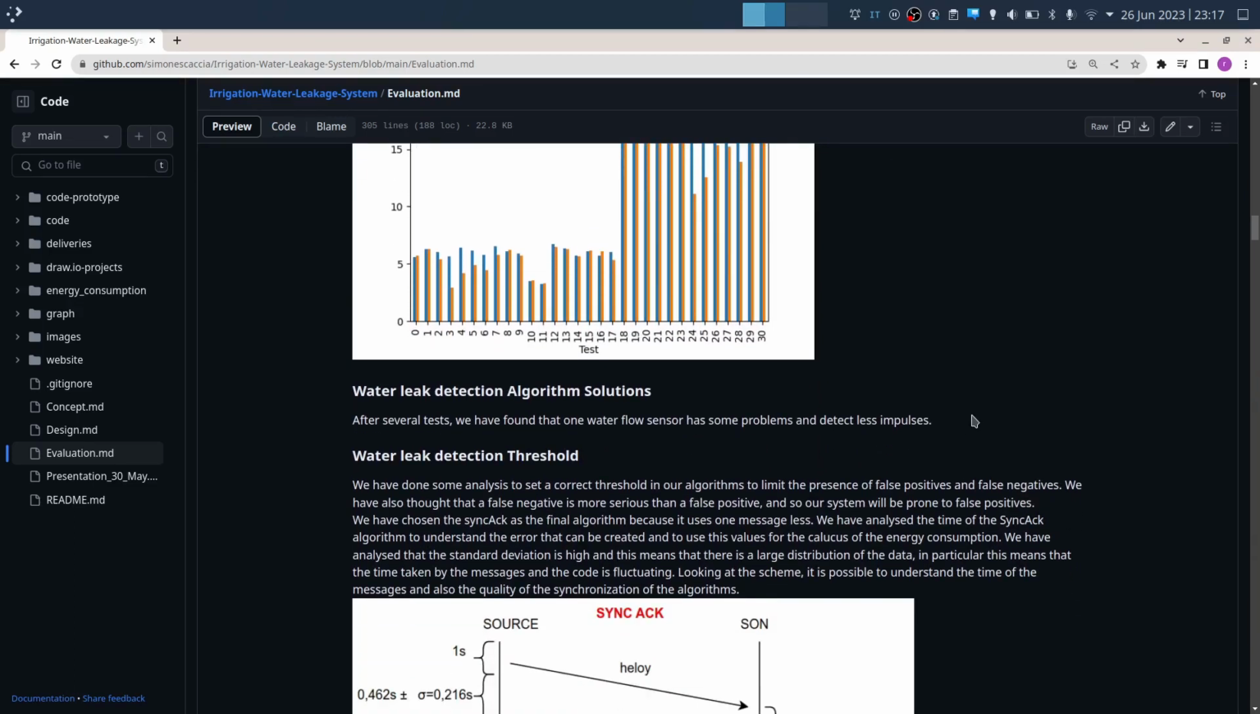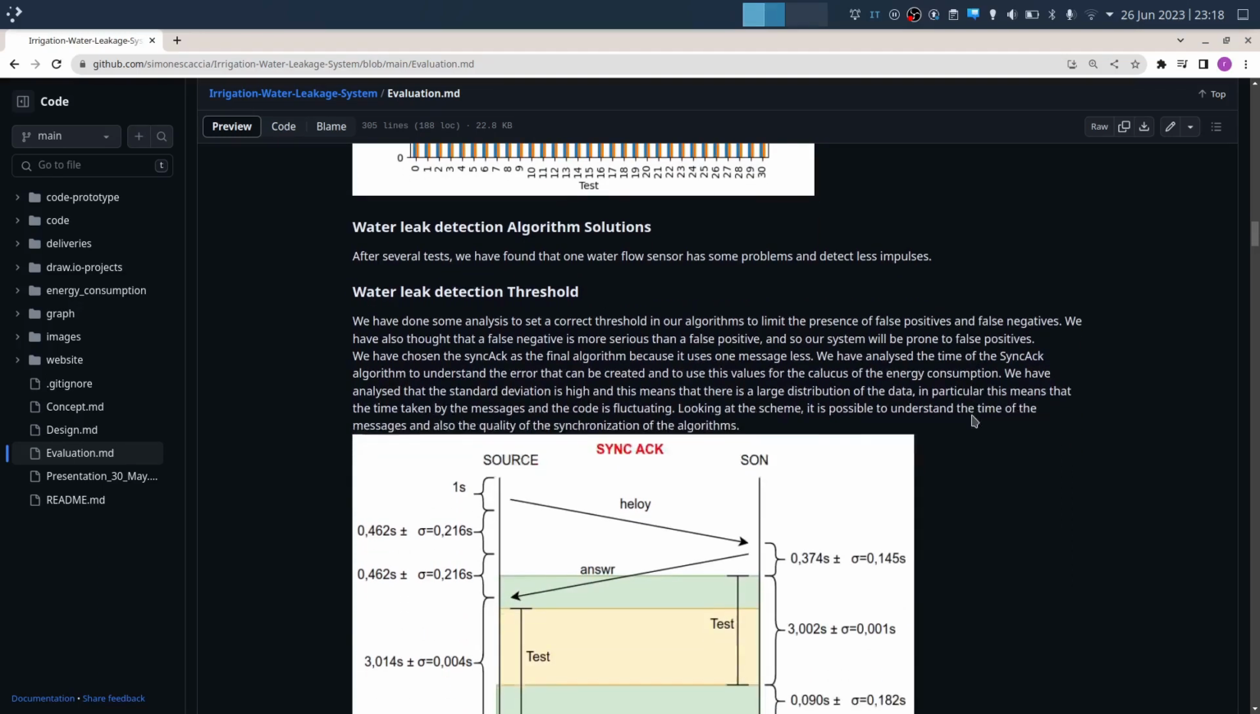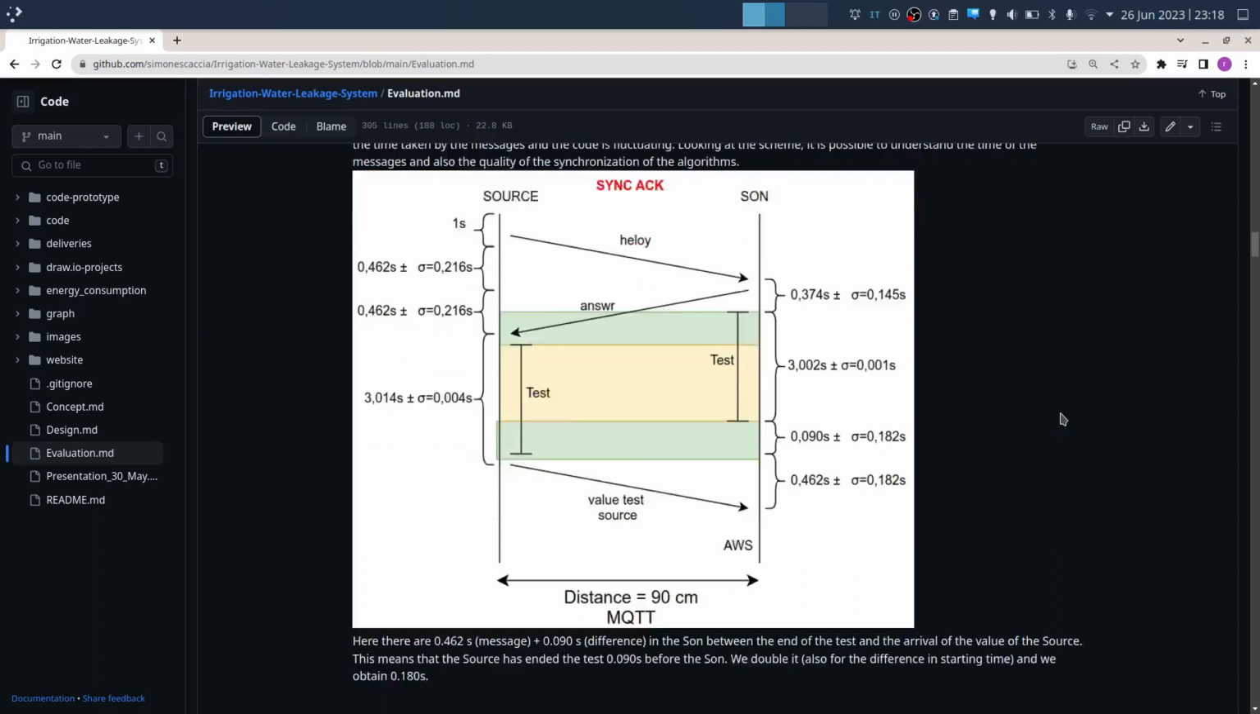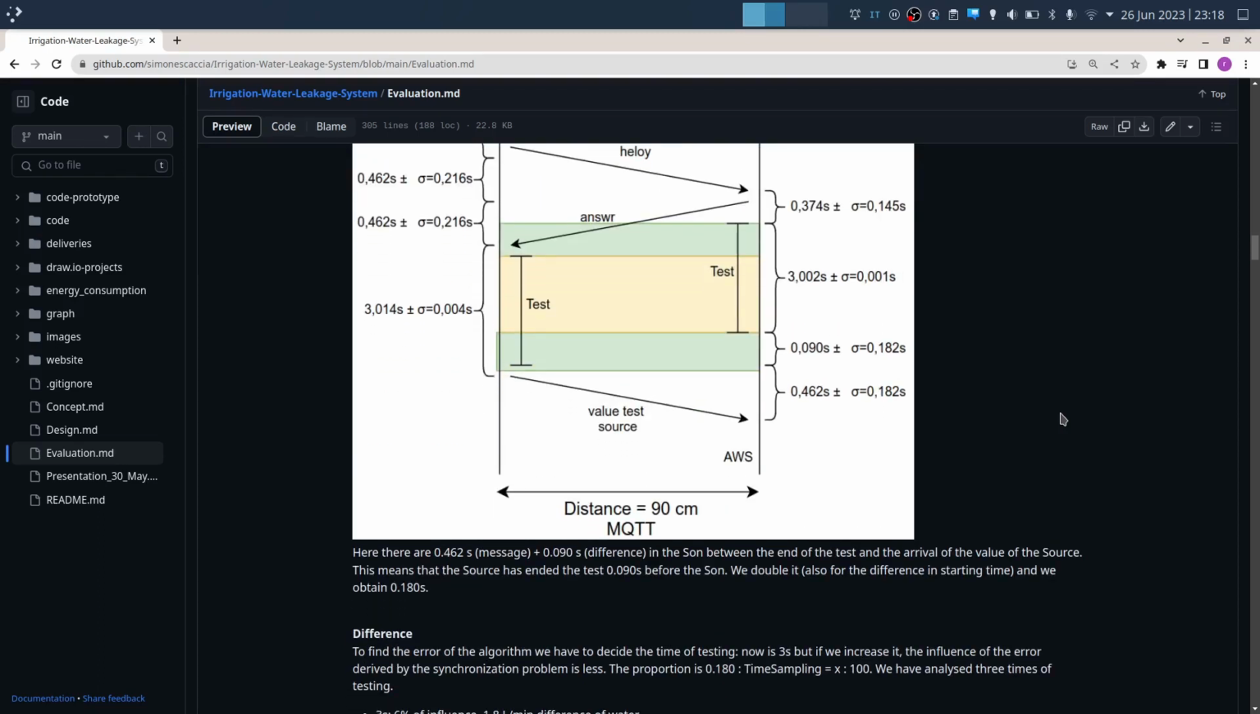We have done also some analysis on the time of the algorithm, and we have found that there is some difference between the flow of the two flow sensors in a no-leakage situation. Indeed, one sensor works better than the other. We observed that for 0.180 seconds some water is not tested by both the source and the node. So this means that there is not a perfect synchronization.